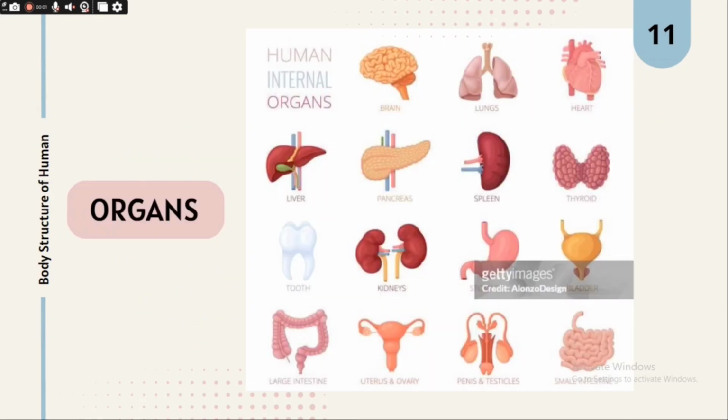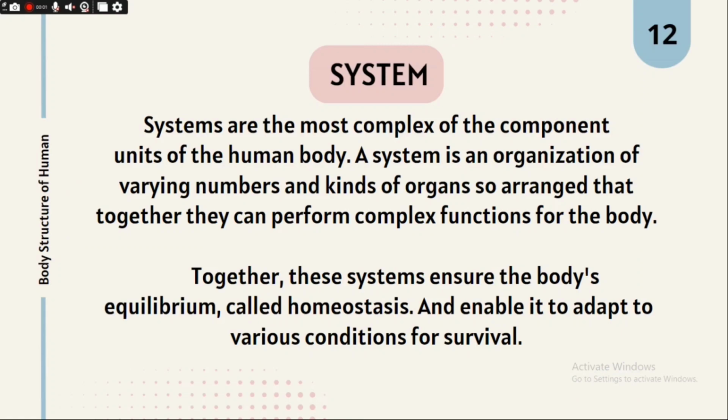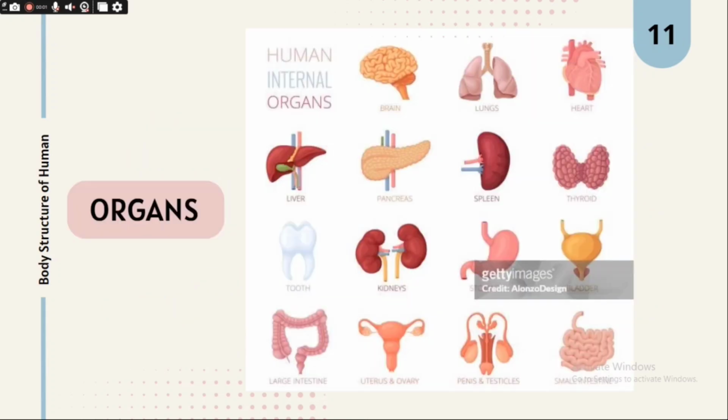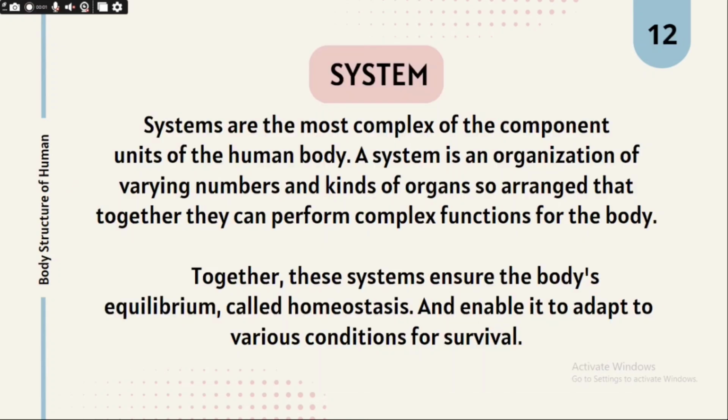Next is system. Systems are the most complex of the component units of the human body. A system is an organization of varying numbers and kinds of organs so arranged that together they can perform complex functions for the body. Together, these systems ensure the body's equilibrium, called homeostasis, and enable it to adapt to various conditions for survival. So here are the major body systems.